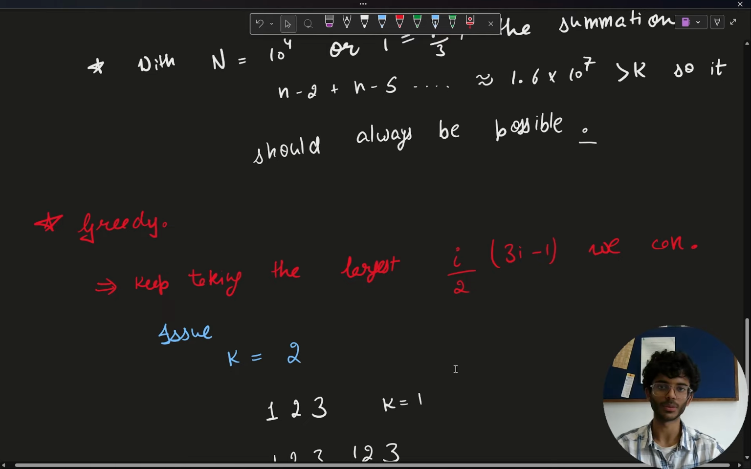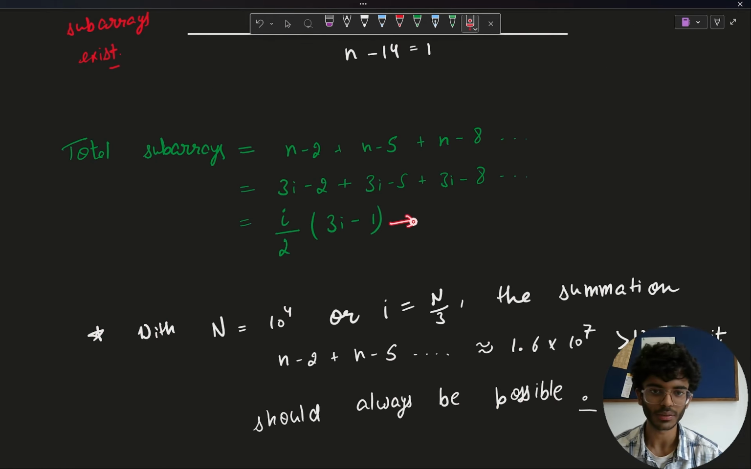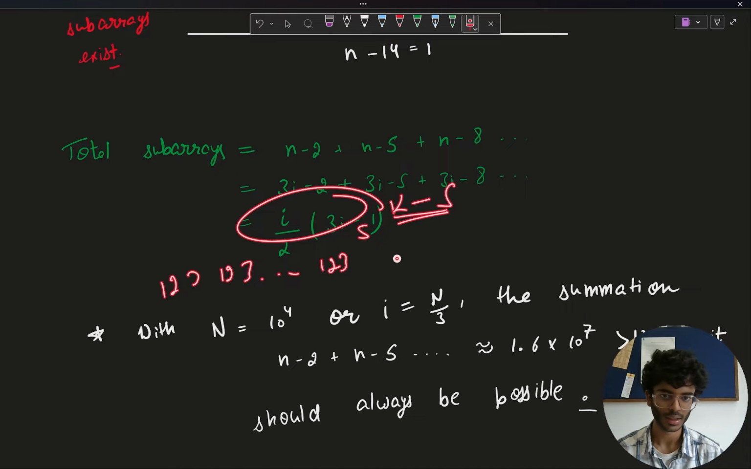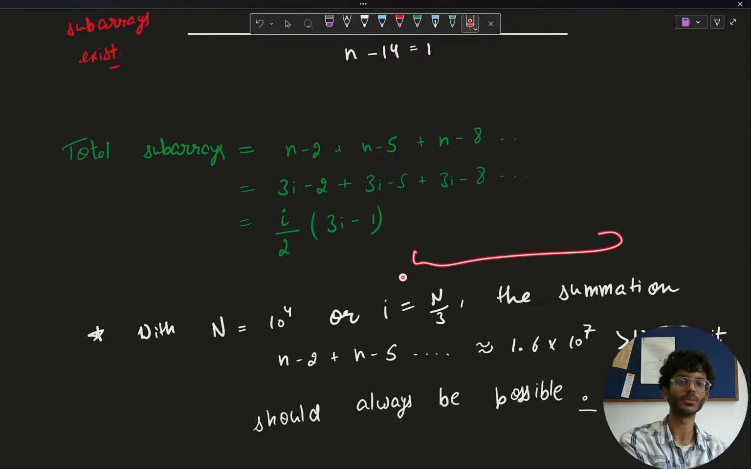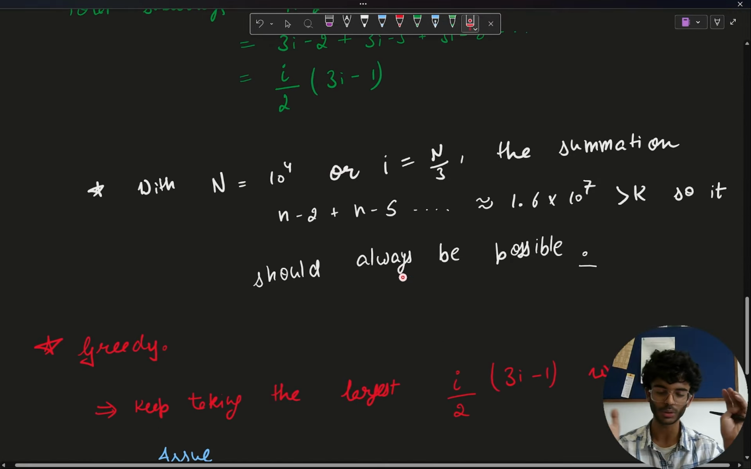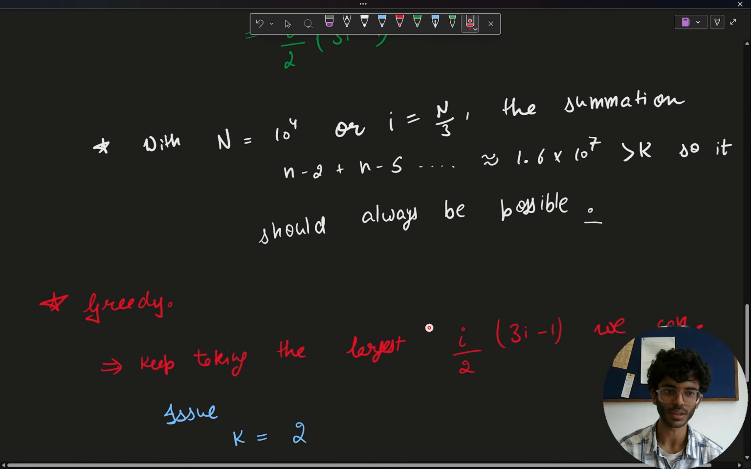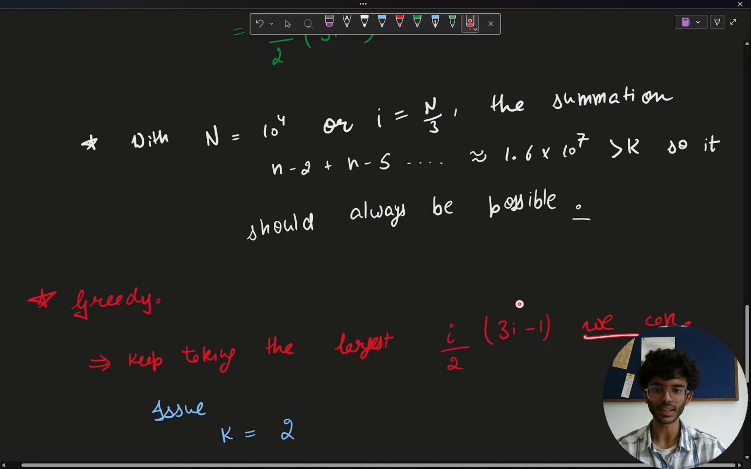Now let's think of a greedy approach, right? If we call this value some s, then do you think it's always better to take as big an s as possible? Like put as many 1, 2, 3s consecutively as possible, and subtract the number of subarrays that we got. So if this is s, just do k minus s, and then start creating some more subarrays like this. Should that work? So the greedy approach is to keep taking the largest value of this i by 2 into 3i minus 1 that we can take.